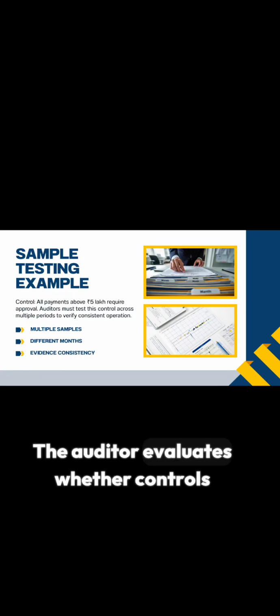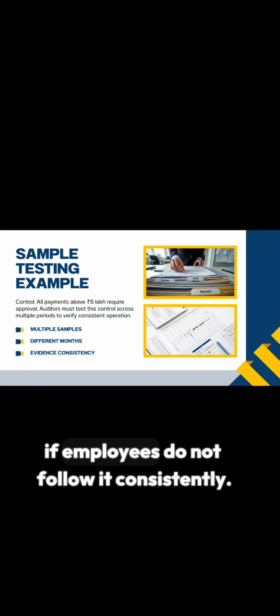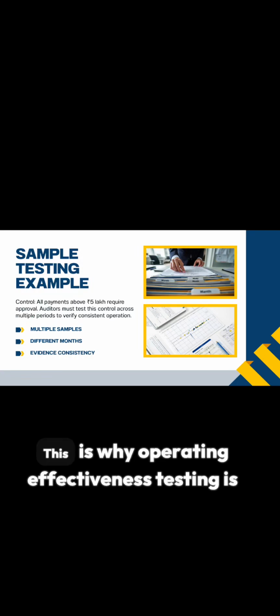The auditor evaluates whether controls operated consistently, whether deviation exists, whether review was properly performed, and whether evidence supports operation of those controls. Even well-designed controls become useless if employees do not follow them consistently. This is why operating effectiveness testing is extremely important.